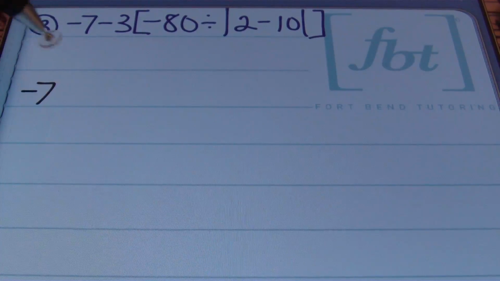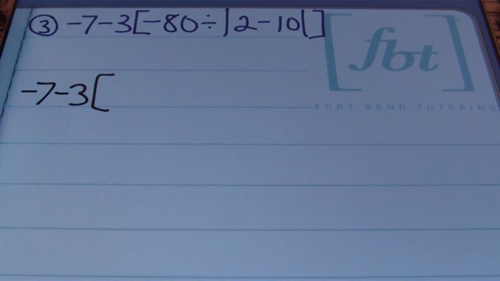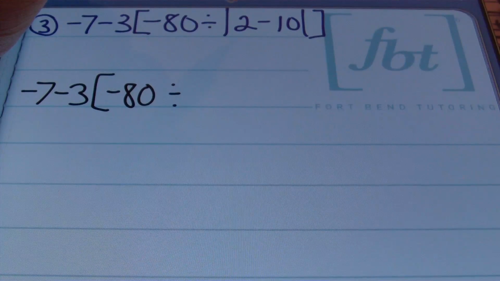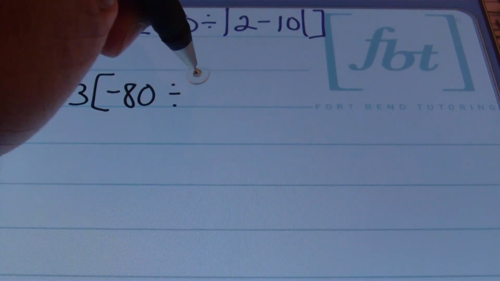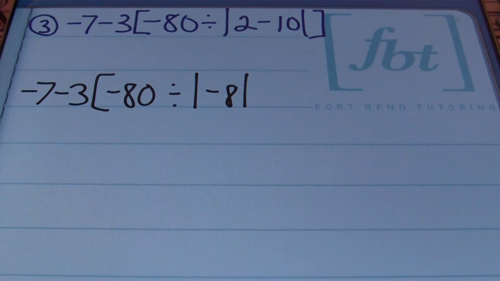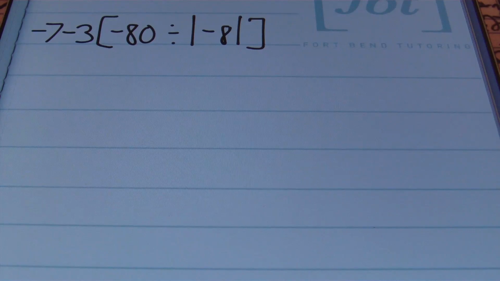So I'm going to bring down my negative 7 minus 3 times negative 80 divided by, inside of my absolute value I have 2 minus 10, right? The result of 2 minus 10 will be negative 8 within my absolute value signs. All right, there we have it, just like that. From here, we're going to find the absolute value of negative 8. The absolute value of negative 8 is simply the distance to 0. So how far away from 0 is negative 8? Well, it's 8 places away from it, right? So therefore the result is positive 8.